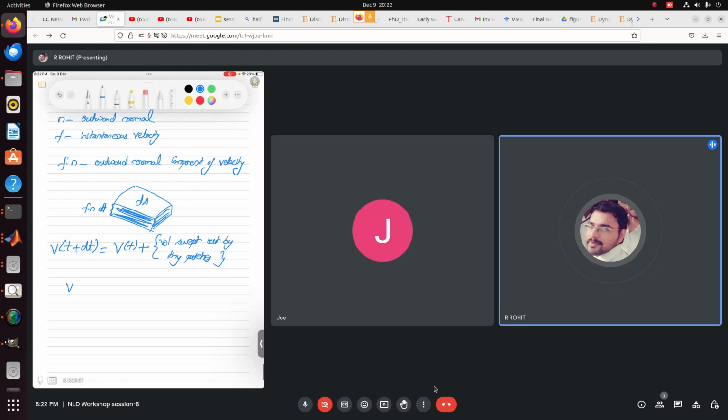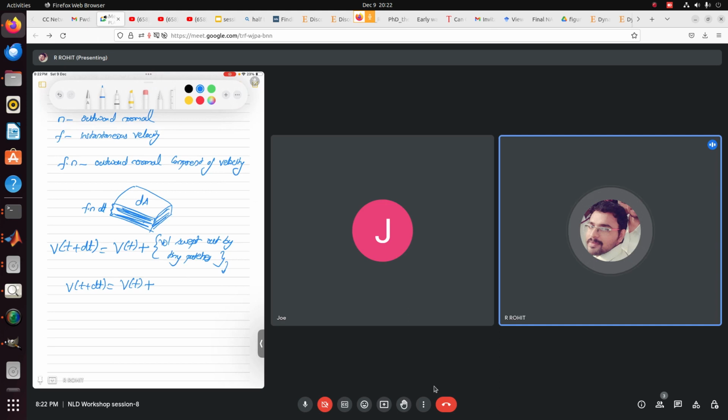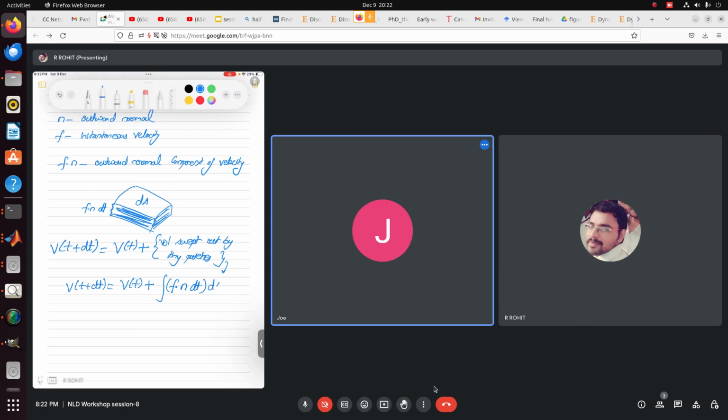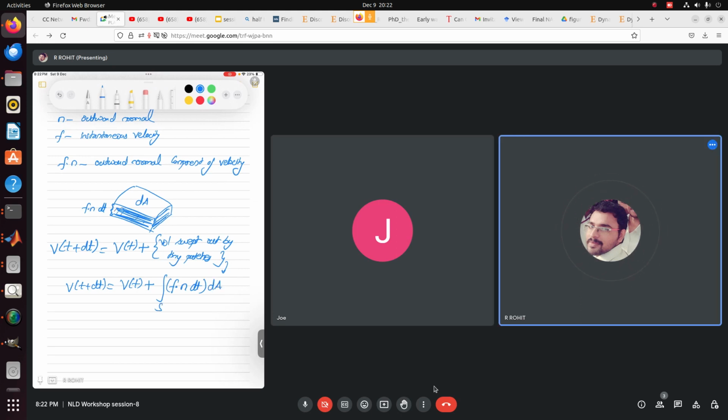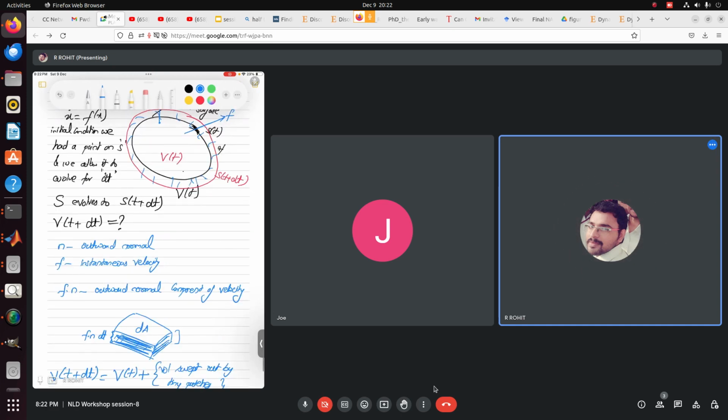So actually V of t plus dt means what? It is nothing but V of t plus, for one case, integral of f dot n dt times dA over the surface for this small surface, and you integrate it over the total surface. This is for one particular piece of the surface, where dA is the area. Like that you integrate throughout the surface to get the extra volume that you have gained in this process.